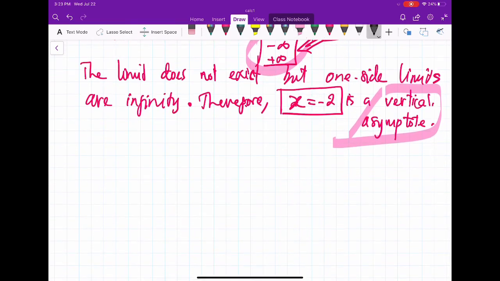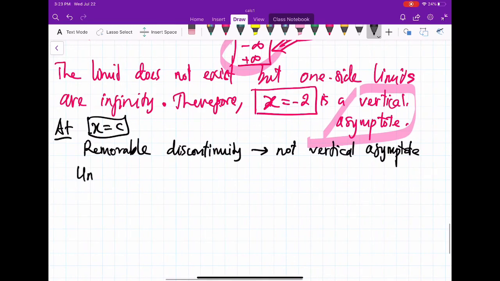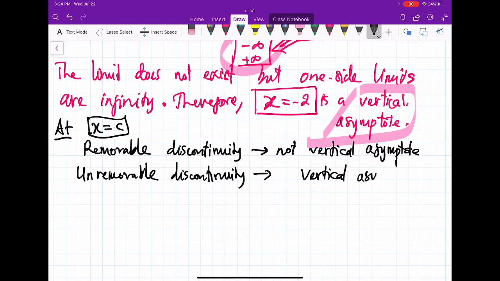Don't forget that. So let me summarize this. Let's say when x equal to c, if you have a removable discontinuity, so that is not a vertical asymptote. But if that is an unremovable discontinuity, so you have a vertical asymptote. You see, it's very interesting, right?